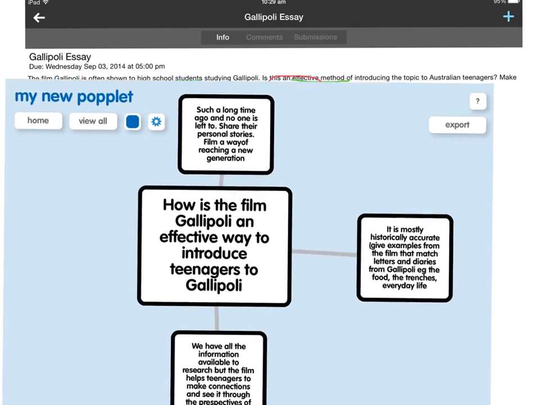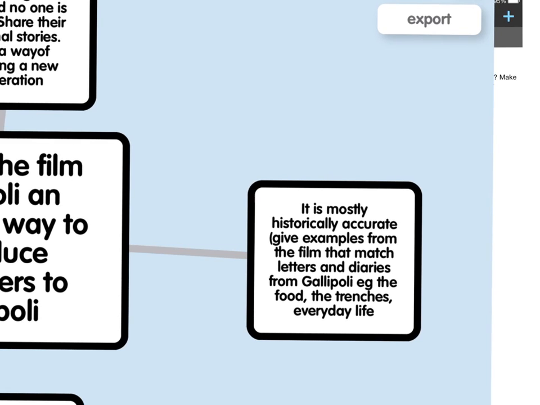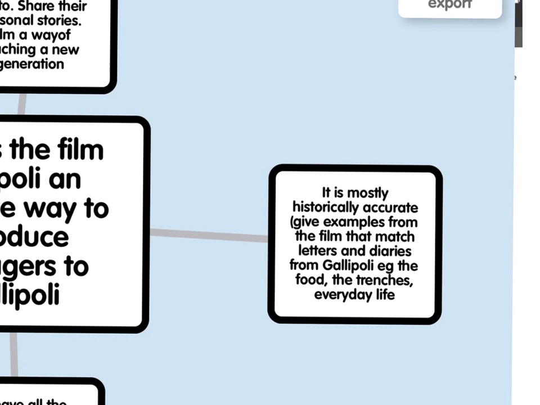So the next point that I've got on my Poplet, if you can look over here, is about the historical accuracy. So I'm going to have a paragraph about my historical accuracy. So I've got it's mostly historically accurate, and I'm going to give examples from the film that match the letters and the diaries from Gallipoli. And if you're having trouble finding some of those primary sources, there's a link in Schoology under the Gallipoli folder that will take you to a website that has a whole heap of resources that you can use in your essay.